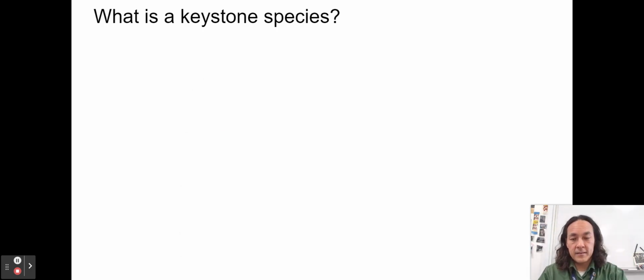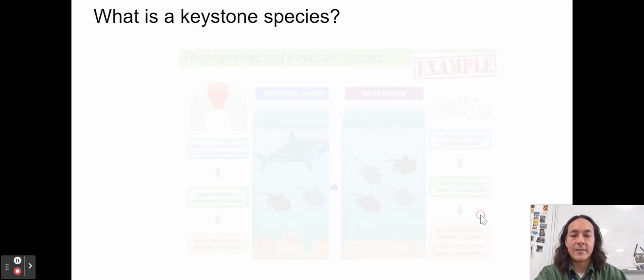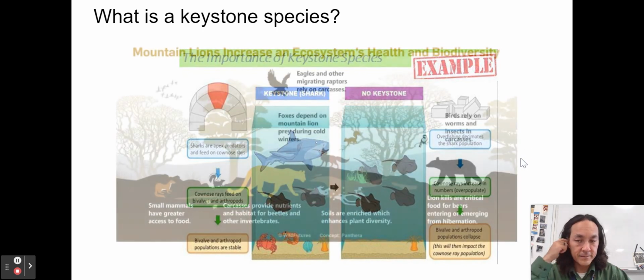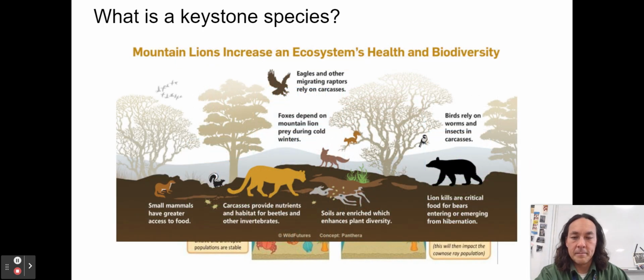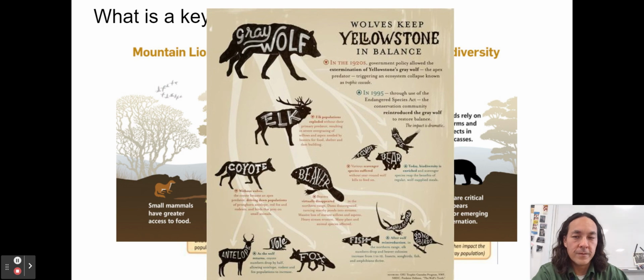Think about these kelp forests. These kelp forests are home to tons of fish, to crabs, to other invertebrates. If you don't have the kelp forest, then you really lose a valuable habitat for lots of fish. So the sea otters are a keystone species. Same thing with mountain lions and coyotes. You can check out this graphic here to see what's going on. And wolves in Yellowstone.